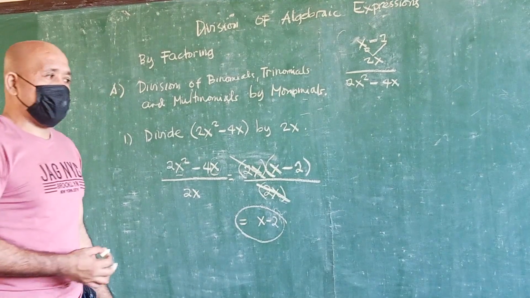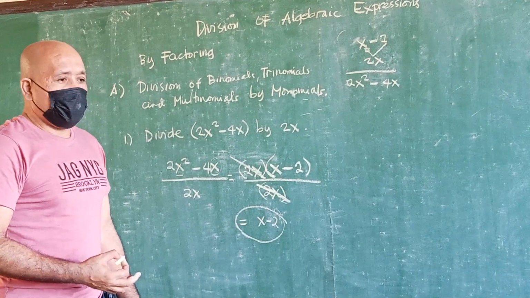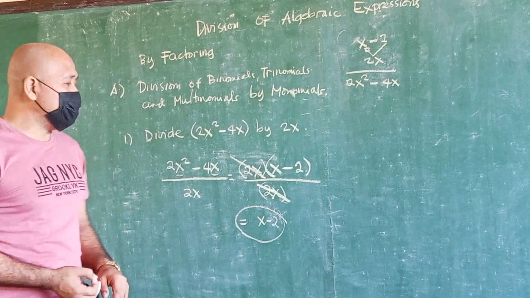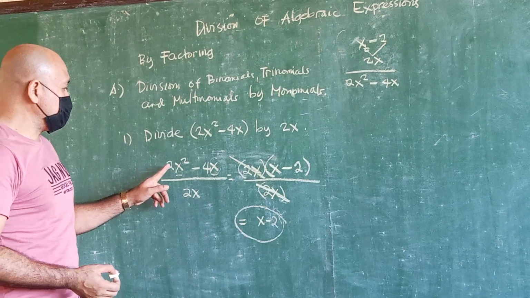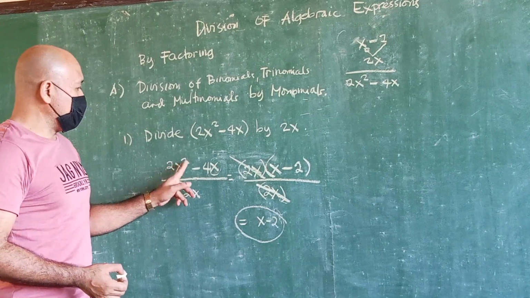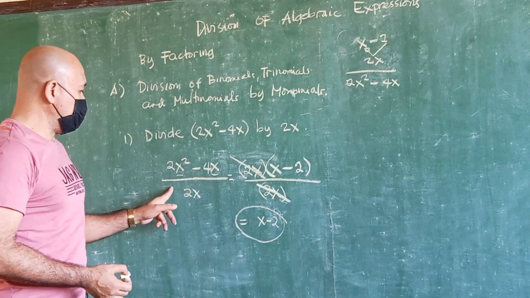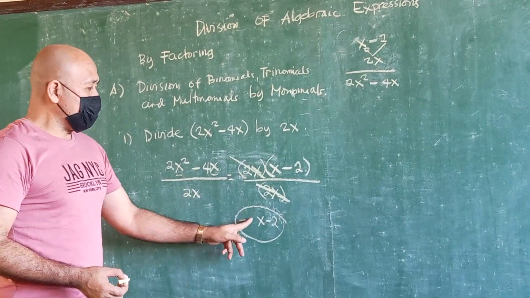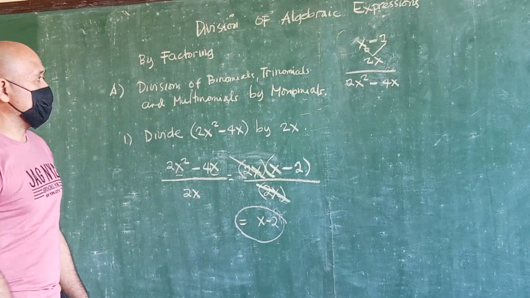And I gave you long enough time for you to study and study and study. So therefore, 2x squared minus 4x over, or divided by 2x. The answer is, okay, x minus 2.